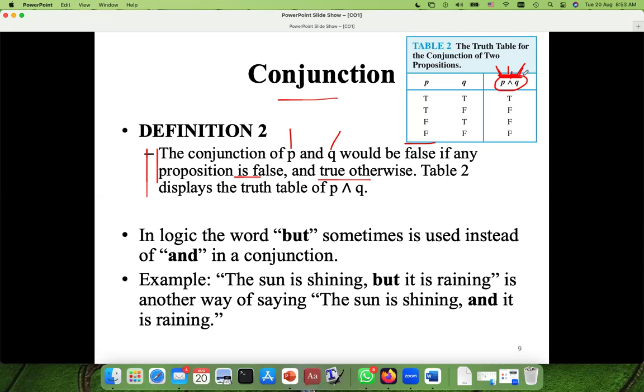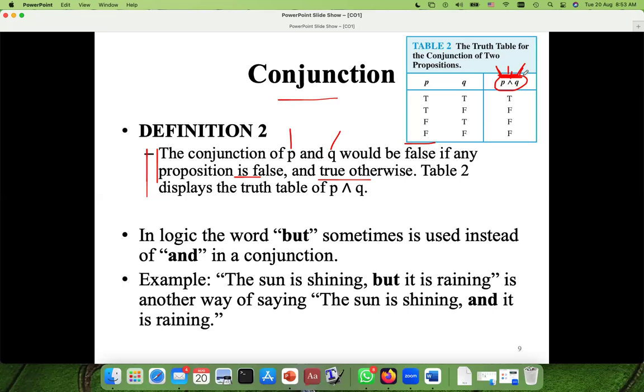Any value is false. Yes, both are false. I need just one, but here both are false, so the resultant value is false. Here the second one is false, so false. Any one value is false, so it's false. This is how you are designing this truth table, which is displayed there directly.